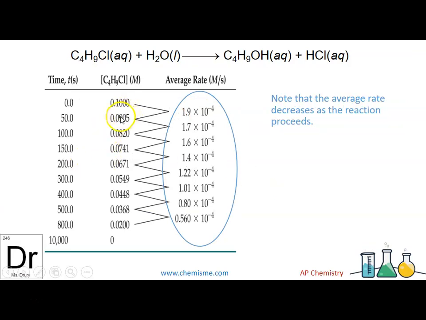So they did it for each one. They did the concentration change divided by the time change, and you got 1.7. Or this concentration change, 0.07 minus 0.05, divided by 150 minus 100. You got this number. So it's decreasing as the reaction proceeds.